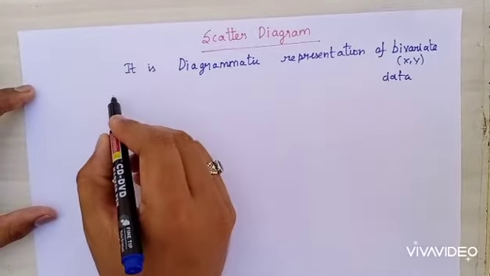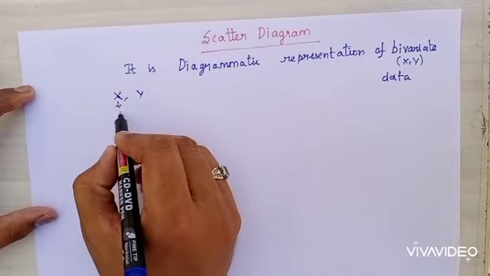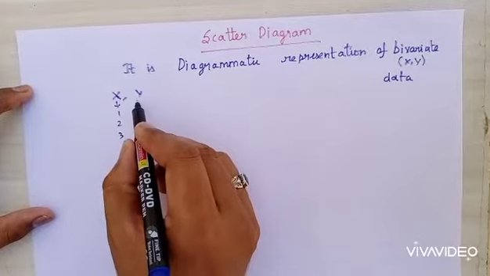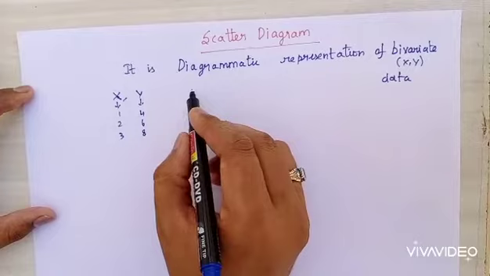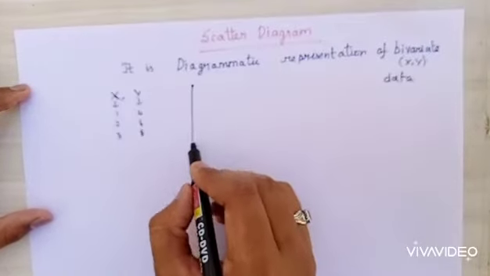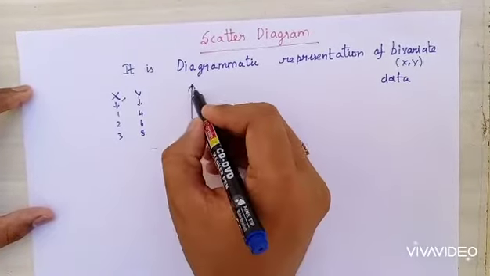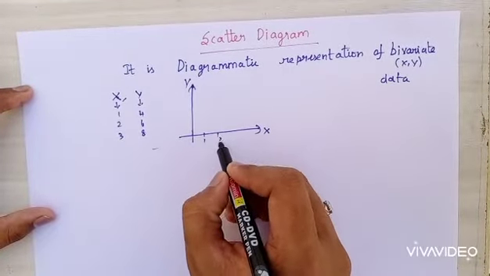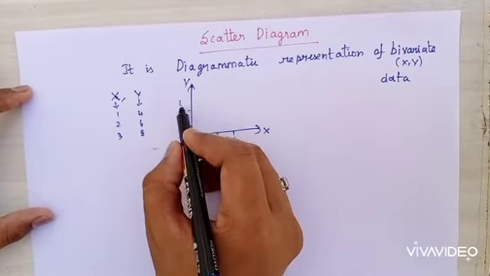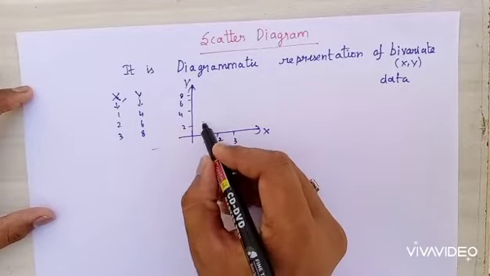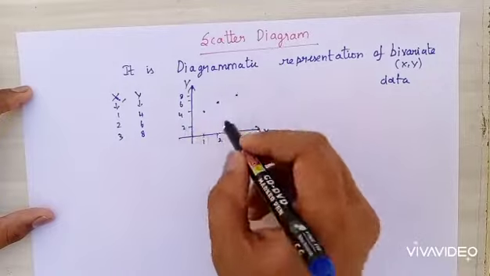So for example, if you take x variable and y variable, x values are 1, 2, 3, and the y values are 4, 6, 8. If we plot these values in a graph, there is x and y. This is 1, 2, 3, and 2, 4, 6, 8. So this diagram is called a scatter diagram.